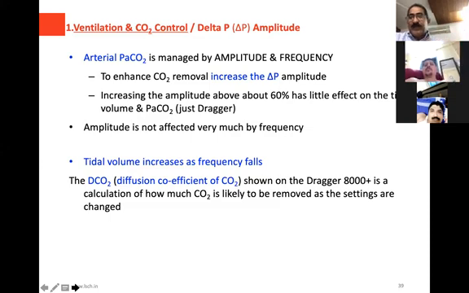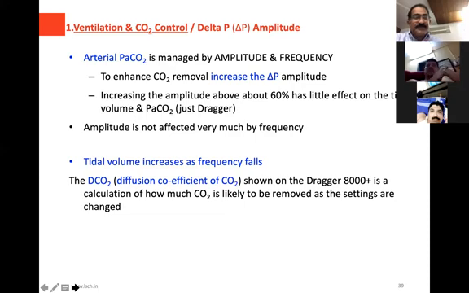So the arterial PaCO2 is managed by both the amplitude and frequency. And as I said, to enhance the CO2 removal, you increase the delta P, and increasing the amplitude above 60% has little effect on the tidal volume and the PaCO2. That's what I've said about the Dräger machine. The next thing is, tidal volume increases as the frequency falls. And in the Dräger, you have a thing called DCO2, the diffusion coefficient of CO2, which we use more in high frequency with volume guarantee. I think Manoj is speaking next on this, so I'll leave it for him.